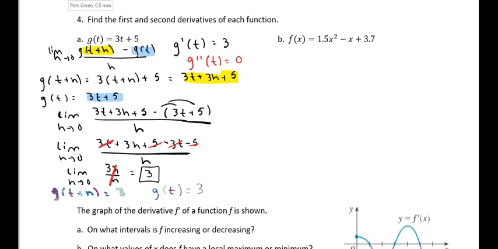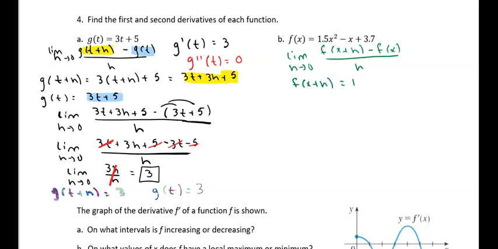So for part B, same idea. This one's f this time, so we're looking for the limit as h approaches 0 of f of x plus h minus f of x all over h. So we need to figure out our pieces. We need to find our different parts. So the first thing we need is f of x plus h.